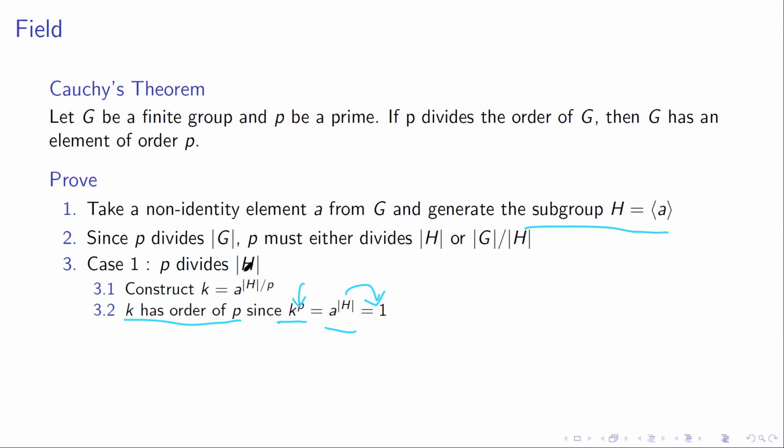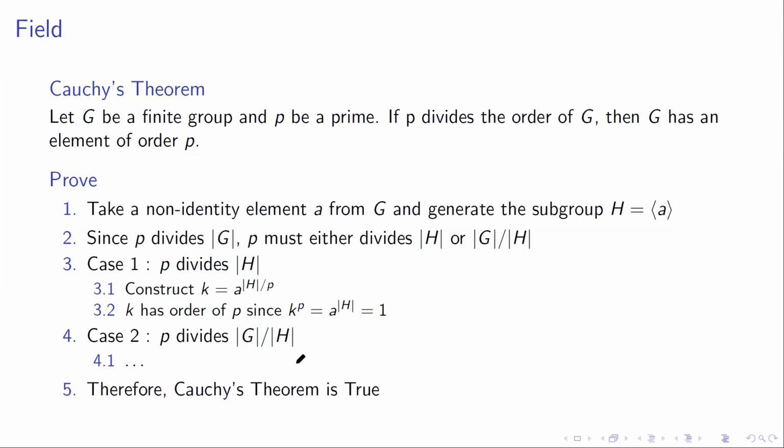So if p divides the order of H, then we just proved that we can construct an element k, and this k has an order of p. So this is some kind of proof by construction. For the other case, I just skip the proof, but it's very similar. You just know that Cauchy's theorem is true.